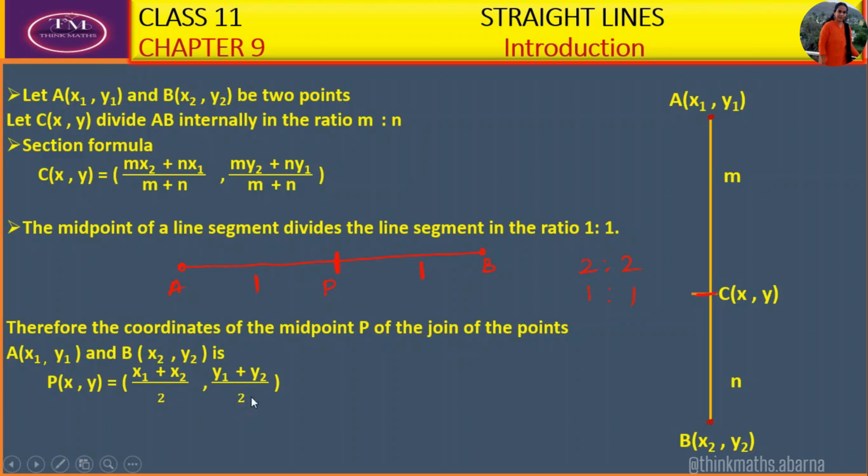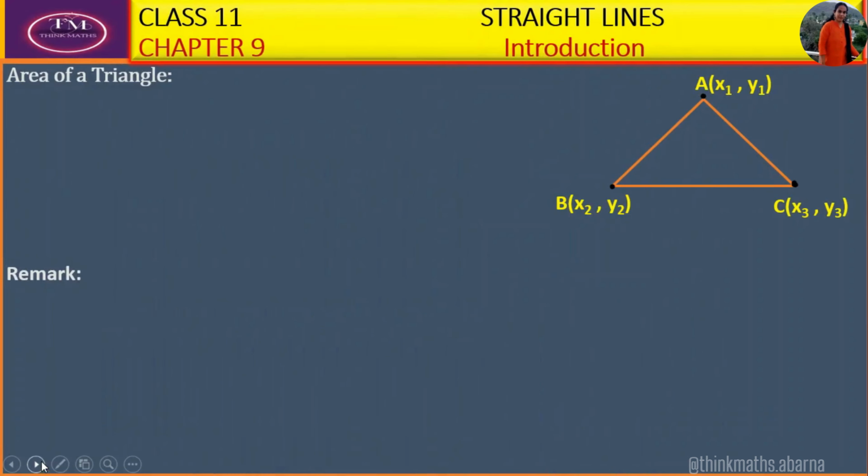Okay. So this is the simplified form from section formula. Clear? So these are the things we learned in coordinate geometry in class 10. Now slowly we will move on to class 11. In class 11 we are going to learn area of triangle.